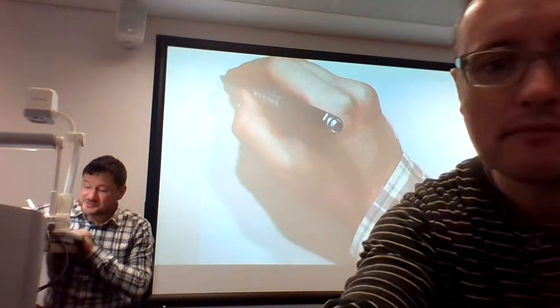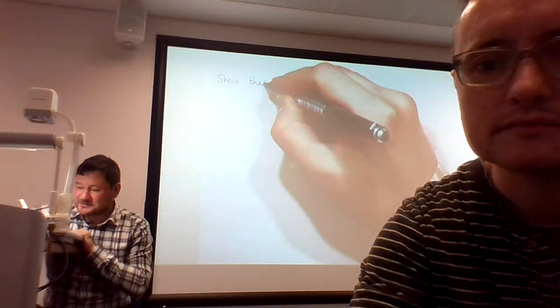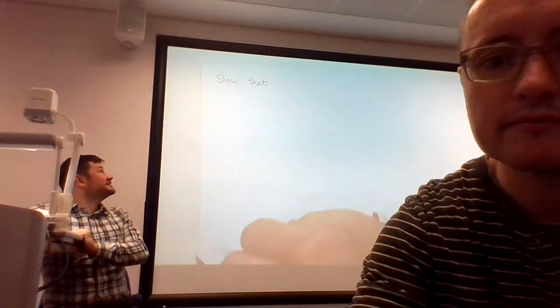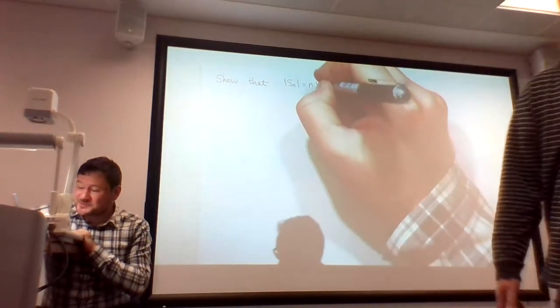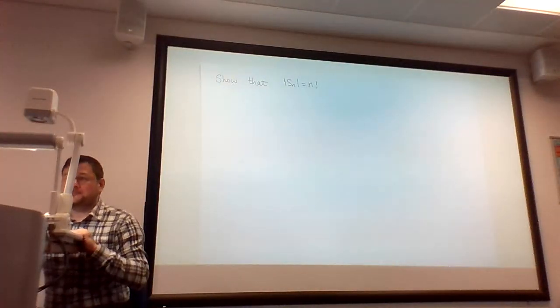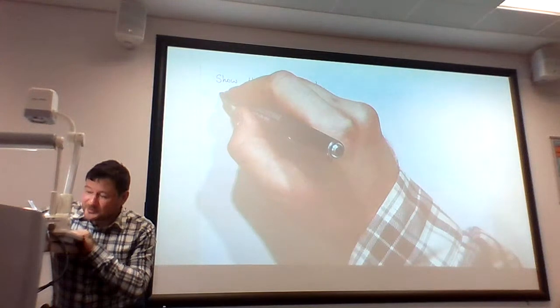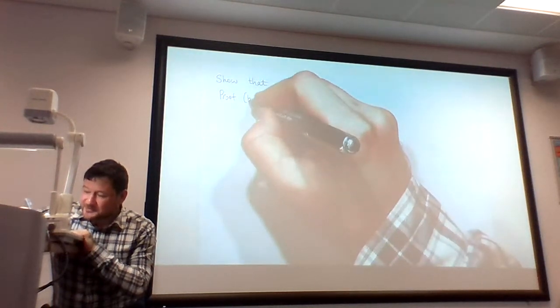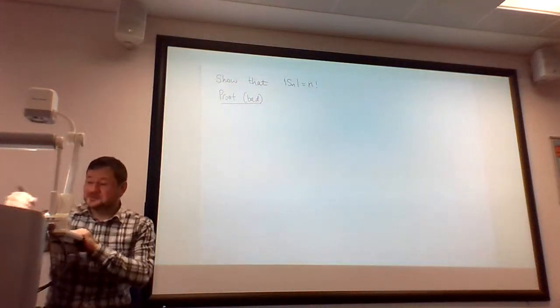The goal was to show that there are exactly n factorial permutations on a set of n elements. Okay. Proof by induction.